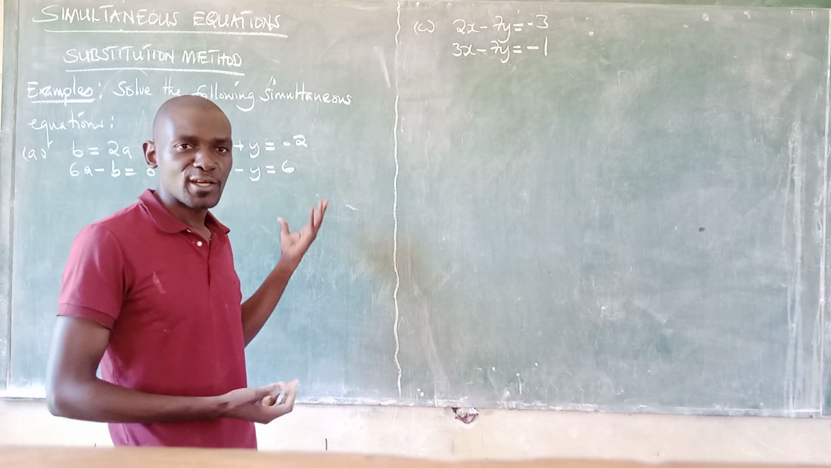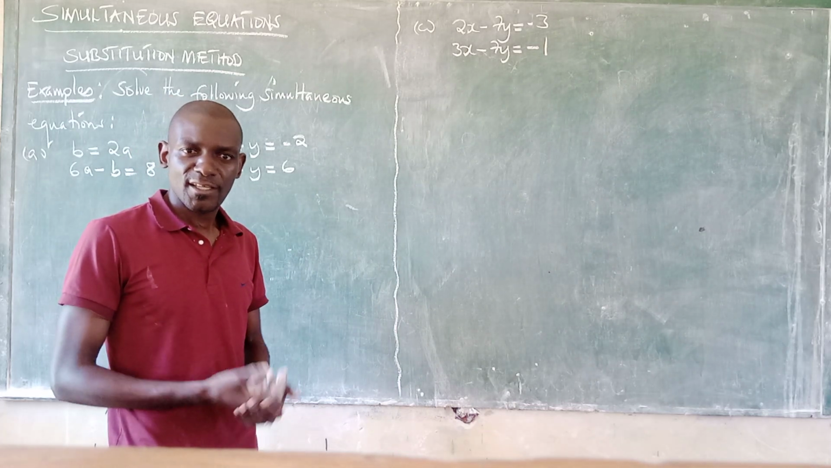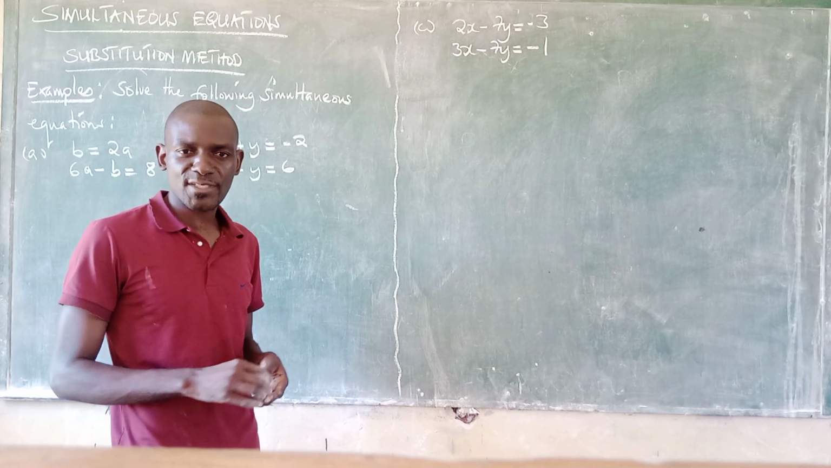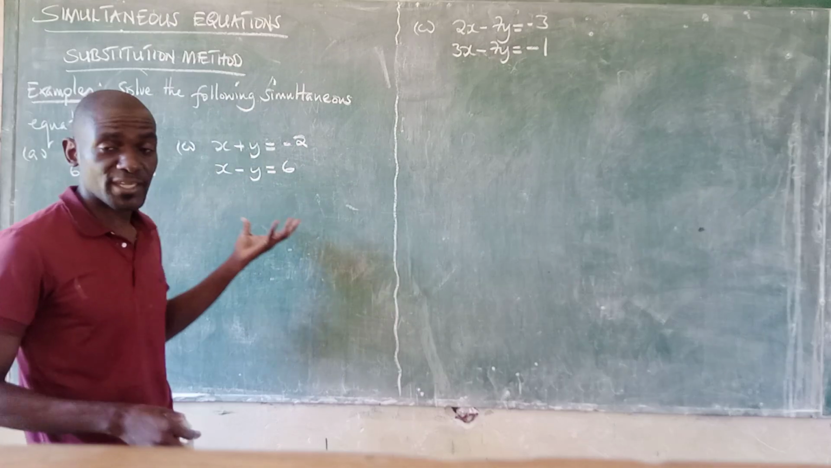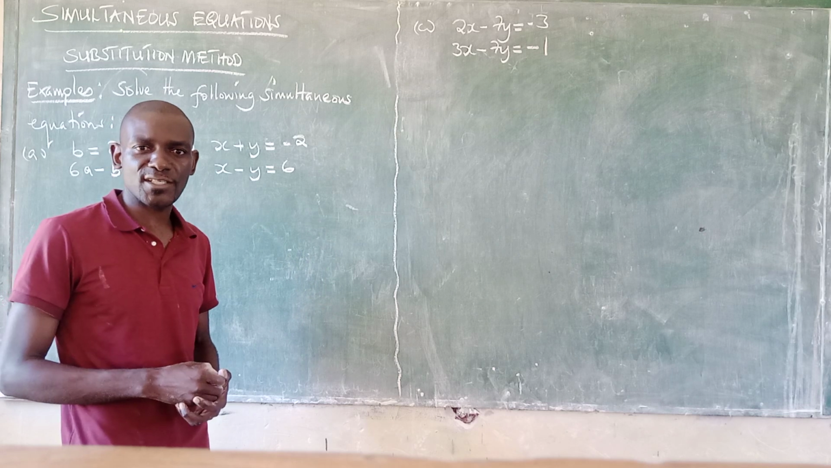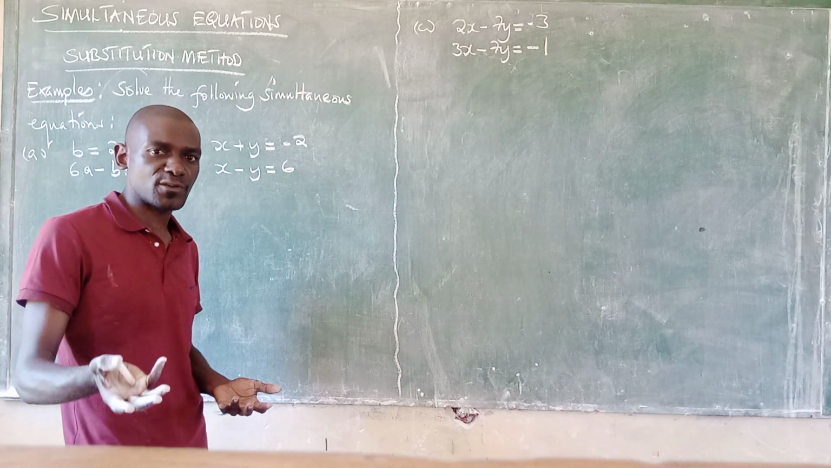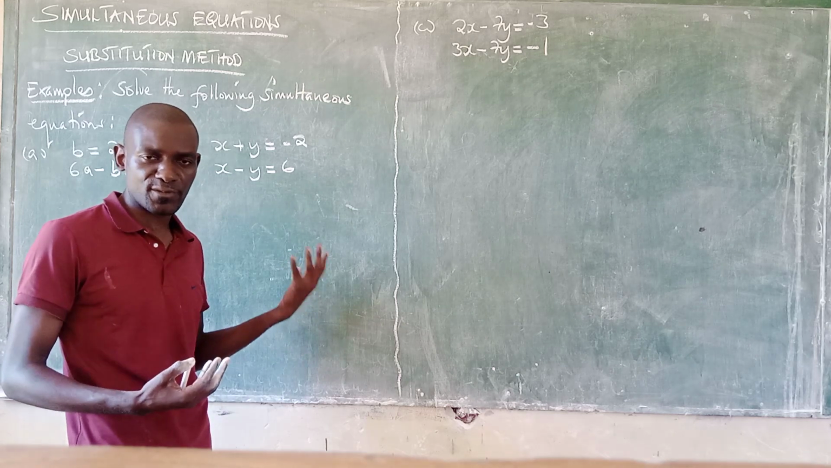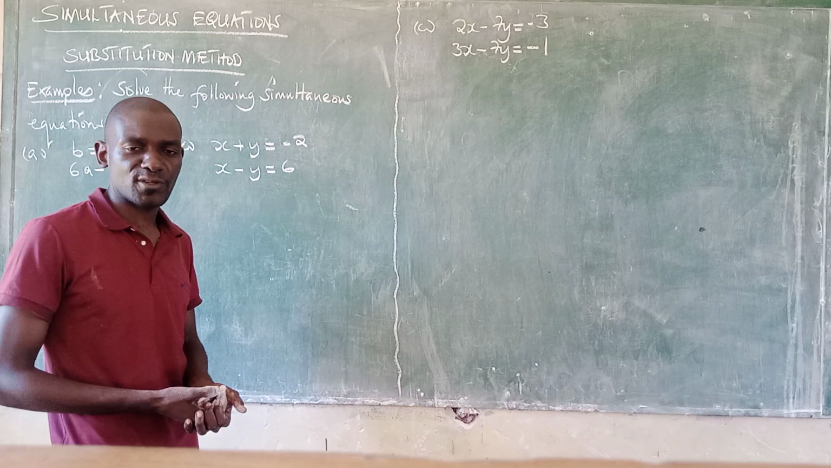So we are looking at how we can solve simultaneous equations. Last time we looked at how we can use the elimination method. Today we move a step further to look at how we can solve simultaneous equations using the substitution method. As I said, there are several methods that we can use to solve these simultaneous equations, and we look at the substitution method.